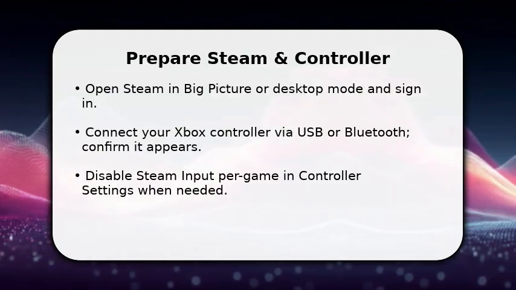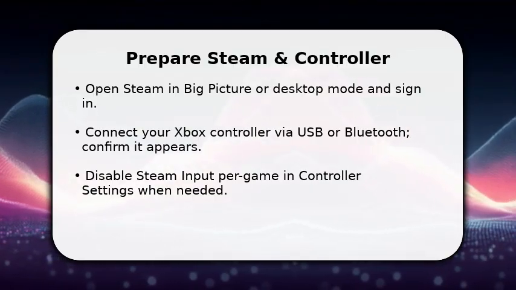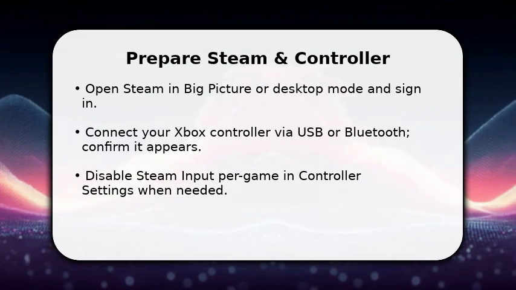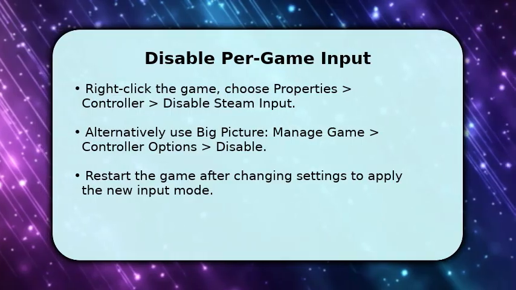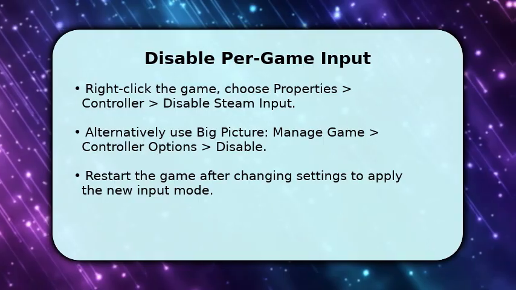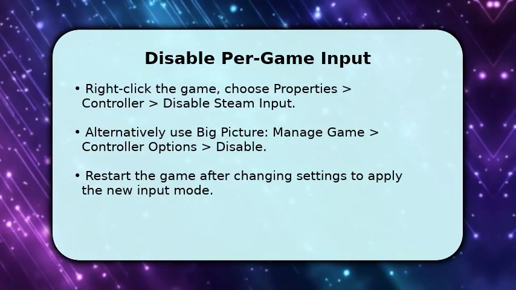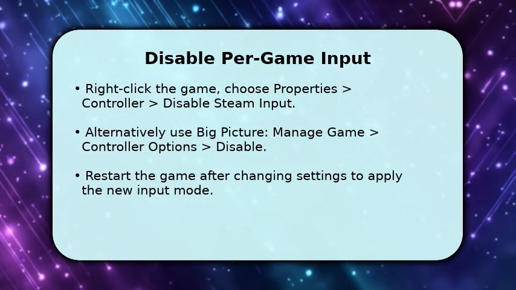If you prefer per game control, leave global settings and prepare to change the individual game options in the next step. Now focus on the specific title you want to run without Steam's controller handling. Right-click that game in your library, select Properties, then Controller, and choose Disable Steam Input. You can also do this in Big Picture mode under Manage Game Controller Options.